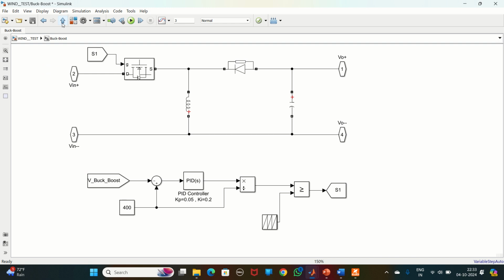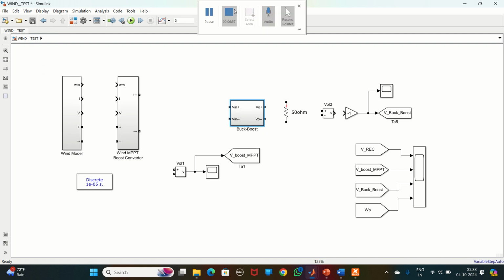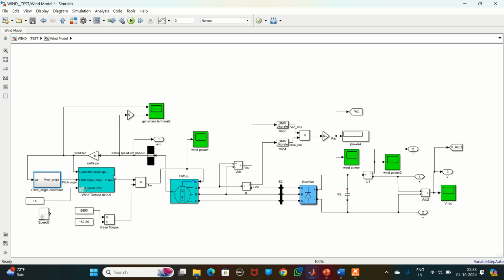circuit. Now we will discuss the block diagram. Here you will have a wind model, then its MPPT, a buck boost converter and a load. Then there are measurement blocks. All these are measurement blocks. Fine. So let us go into the wind model.